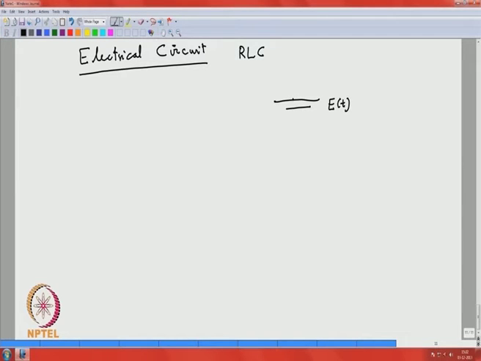electromotive force, connected to a resistor, and you have an inductance and you have the capacitance. So, you have plus, I hope the minus sign, and if you want you can put a key. This is a simple RLC circuit.